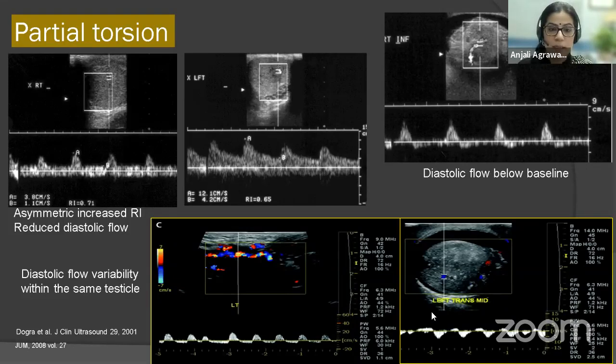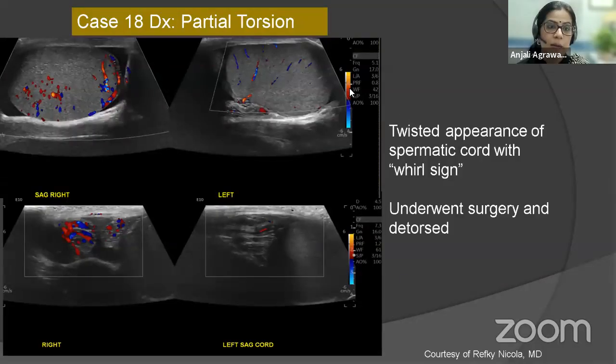So these are the subtle signs of partial testicular torsion, but I think the gray signs are very useful. Looking for the whirl sign, the spermatic cord twist, is extremely useful. So I think that's all that I have in terms of questions.